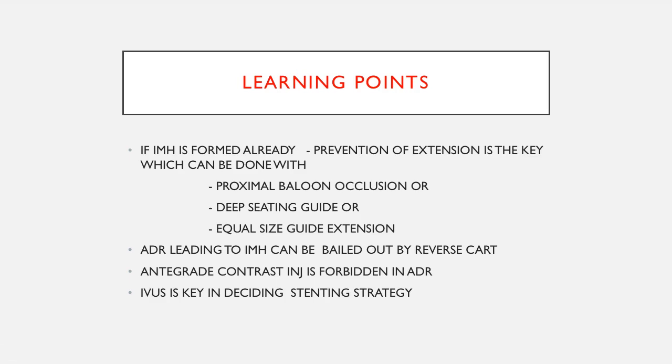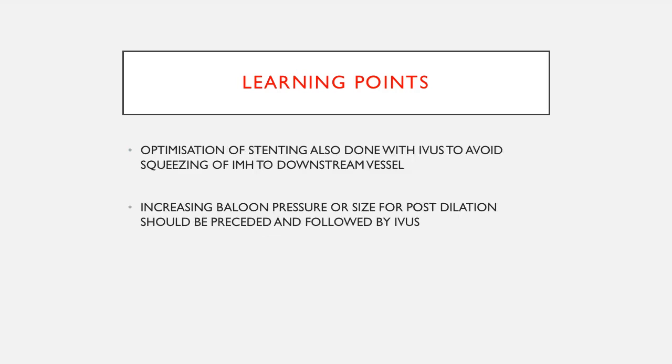So prevention of extension of intramural hematoma is the key, which can be done with proximal balloon occlusion or deep seating the guide into the vessel or equal size guide extension. ADR leading to intramural hematoma can be bailed out by reverse CART. Antegrade contrast injection is forbidden in antegrade dissection and re-entry. And IVUS is the key in deciding stenting strategy in such cases with intramural hematoma.